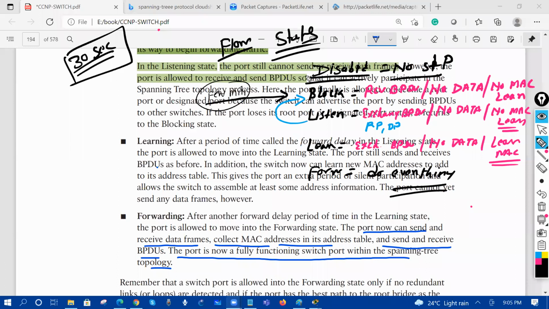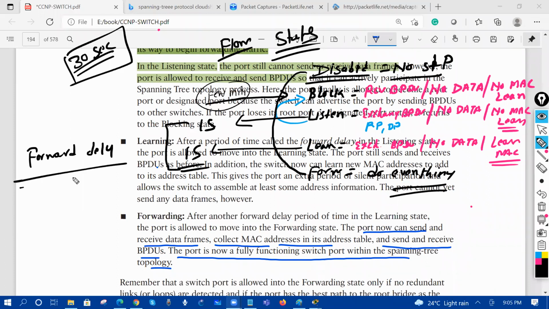So from disable to forwarding, listening will take 15 seconds and learning will take 15 seconds. That is what is called the forward delay timer. 15 seconds I'm going to spend in the listening state and 15 seconds in the learning state. That is what is called the forward delay timer.